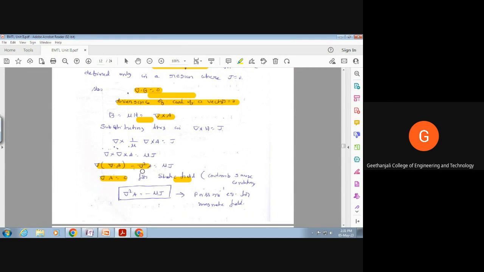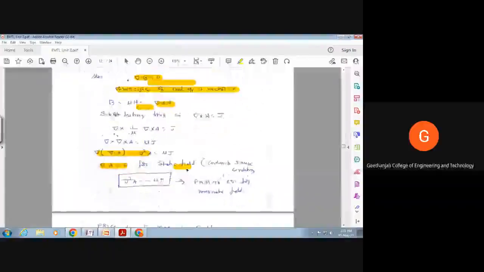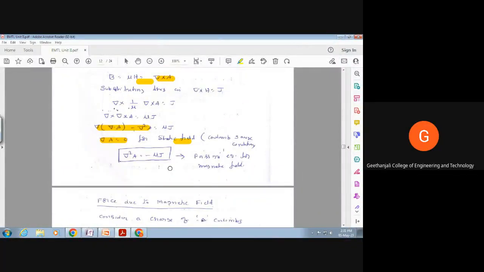So let us go back here. Minus del square A is equal to mu J. So del square A is equal to minus mu J. And we have an equivalent expression in the case of electric field: del square V is equal to minus rho V by epsilon. Del square A is equal to minus mu J. Del square V is equal to minus rho V by epsilon. That is what is known as Poisson's equation. Because the equation del square A is equal to minus mu J is more or less similar to Poisson's equation, this particular equation is known as Poisson's equation applicable for magnetic field.